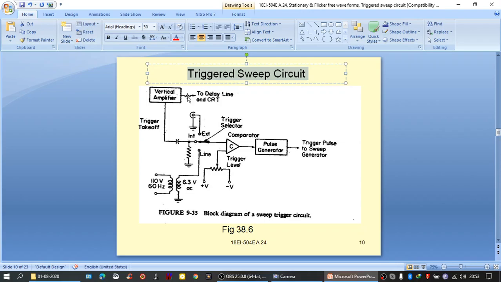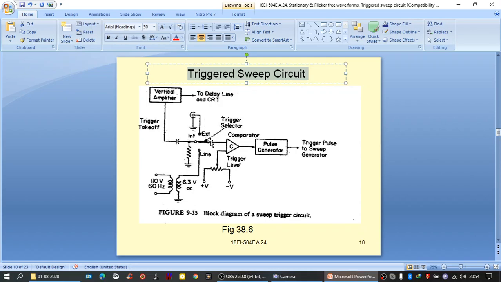Here you can see the block diagram of a triggered sweep circuit. As you can see, the trigger selector switch is given as one input to comparator A, and the other input to the comparator is through a potentiometer, which provides a reference voltage to this comparator. By adjusting this trigger level, or by adjusting this potentiometer, we can get a reference voltage for this comparator.